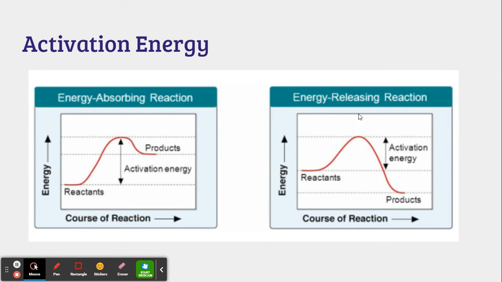But let's look at the opposite, right? In an energy releasing reaction, our reactants actually are already high in energy. When they break, energy is released, and our products are then much lower in energy. And as a result, the activation energy in an energy releasing reaction is not as high.